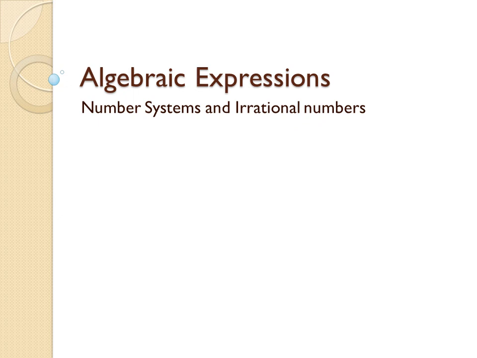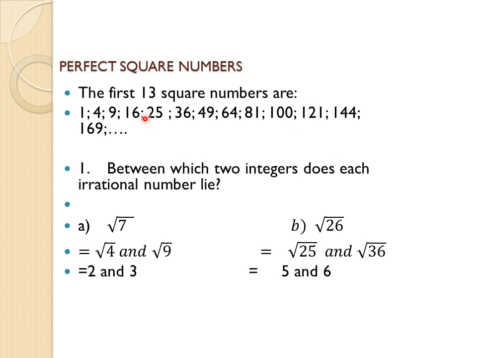Before we can solve this, I've listed the first 13 square numbers, which you have to memorize and know, from 1 all the way to 169. So from 1 times 1 to 13 times 13. Now, this question, instead of asking you to write recurring decimals as common fractions, we can also ask you between which two integers does each of the irrational numbers lie.